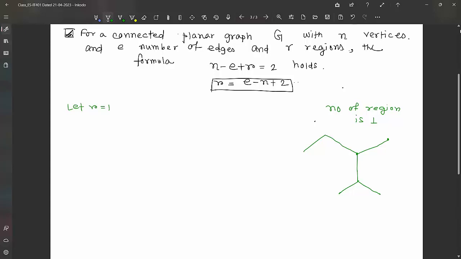No cycles, and no circuit. That means no closed walk is there, no closed path, no closed trail. It is a simple graph. Simple graph means no self loop and no parallel edges. This is called the simple graph.